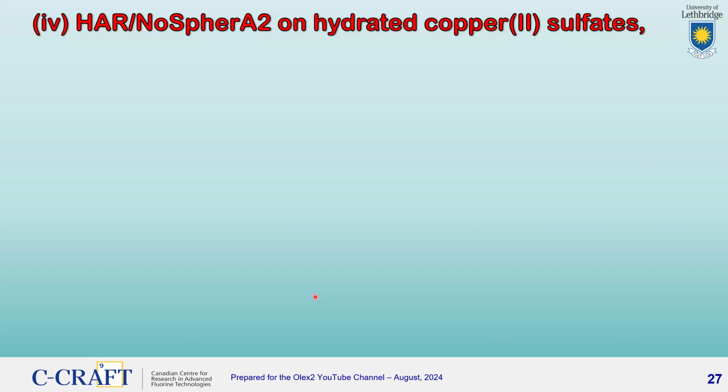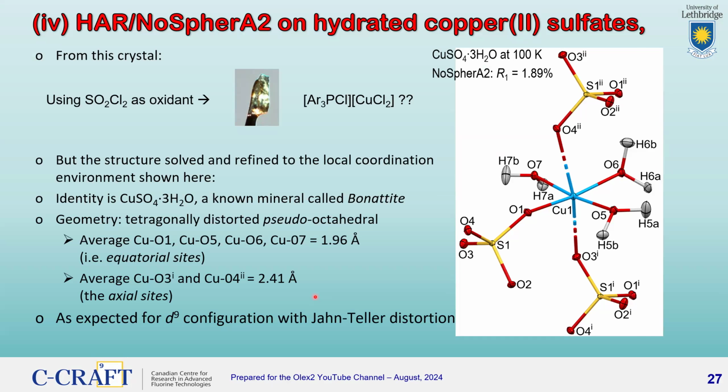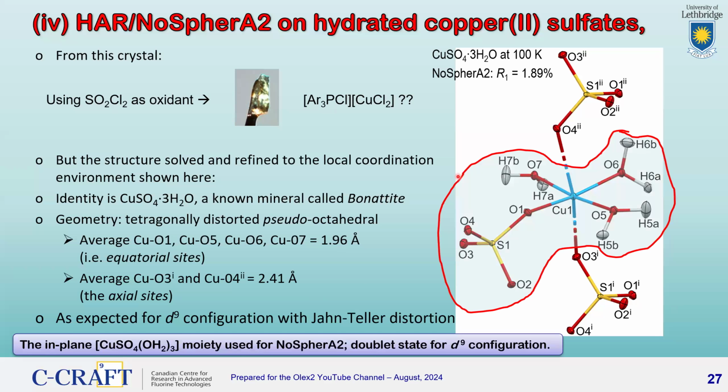A completely different set of structures were some work on hydrated copper sulfates. We got this structure by accident, this faintly blue crystal that we analyzed and solved, and it turns out to be the trihydrate of copper sulfate. Now, I had never heard of this before, but it is a known compound. It's a mineral called bonattite, and it has a geometry that is fully consistent with a Jahn-Teller distortion of a d9 configuration of copper(II). So, fun result to get.